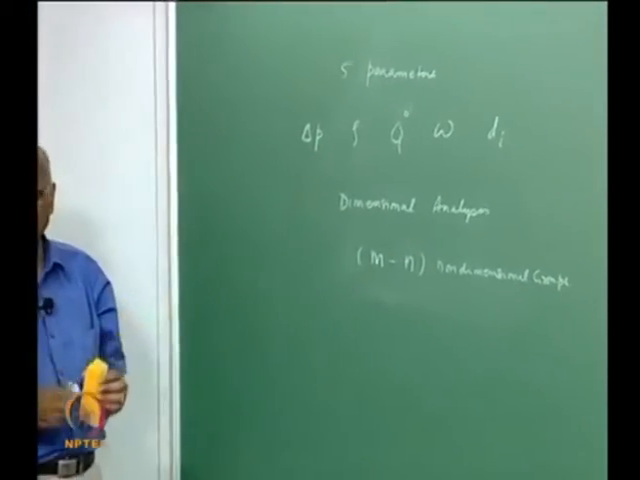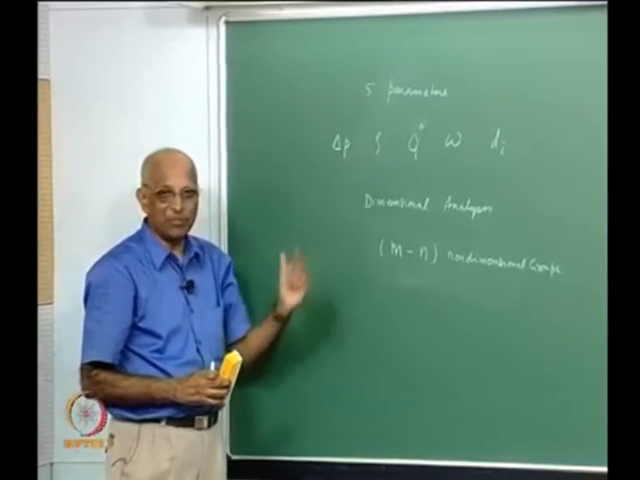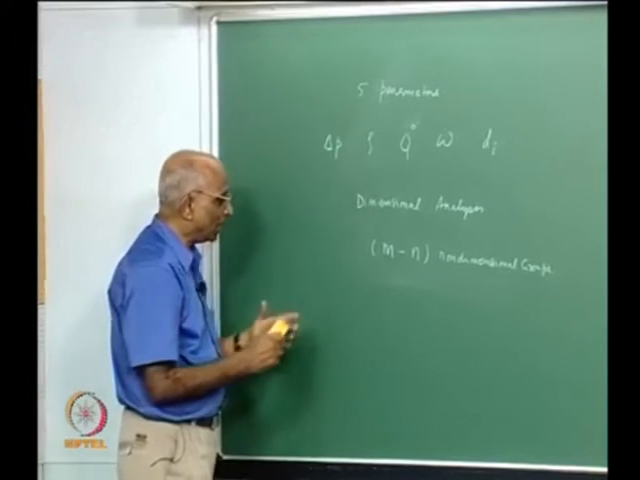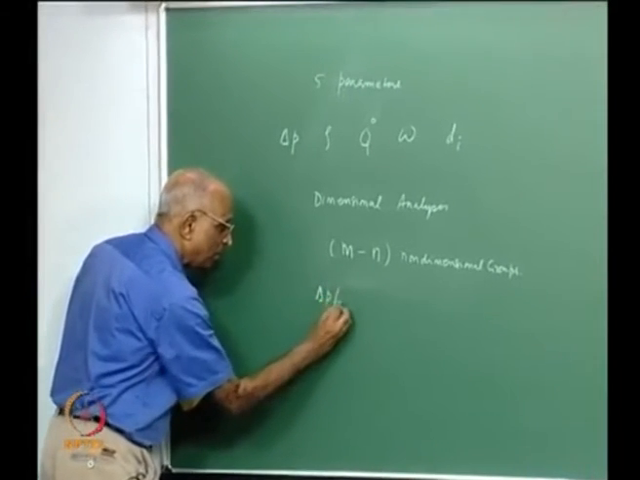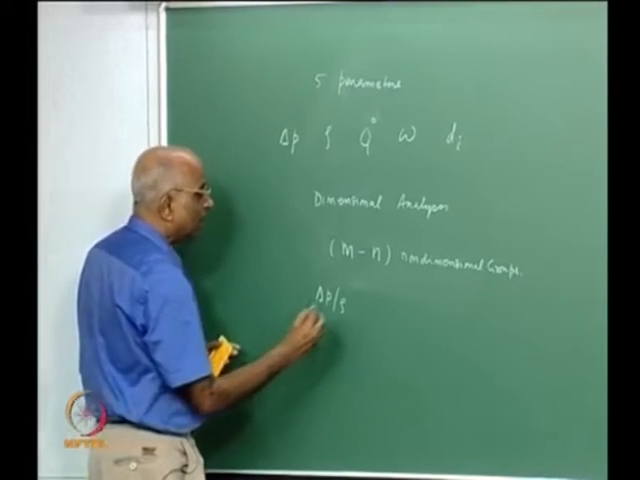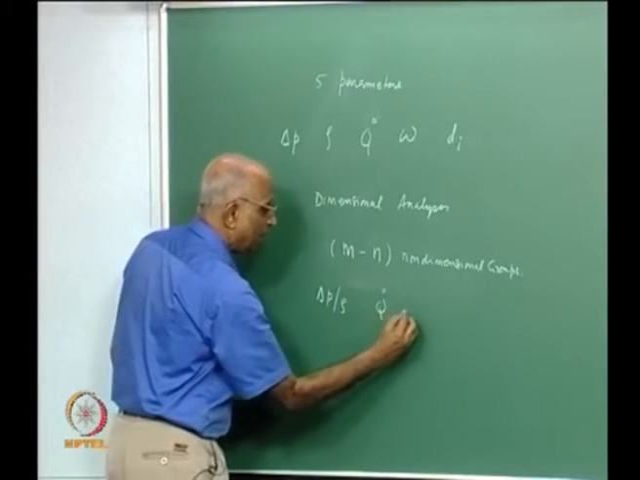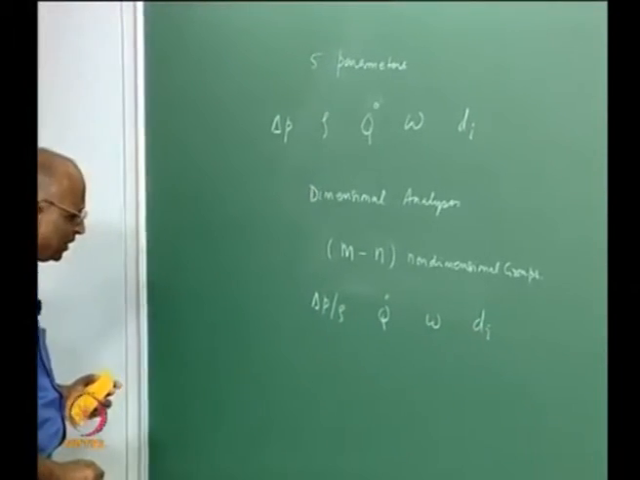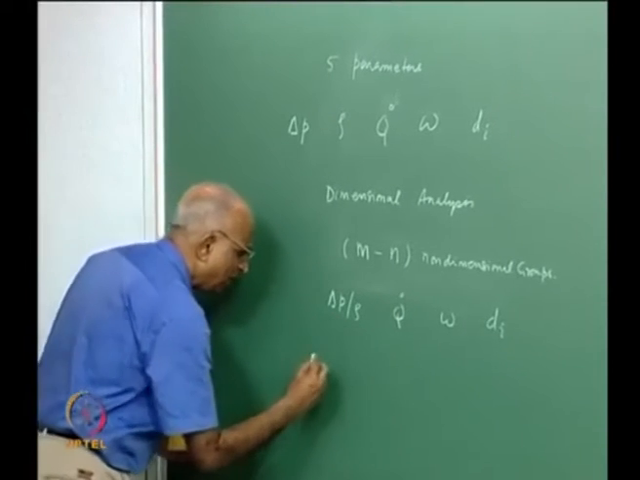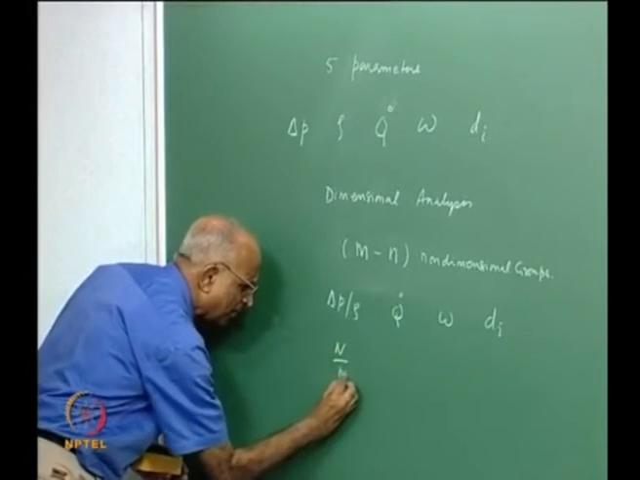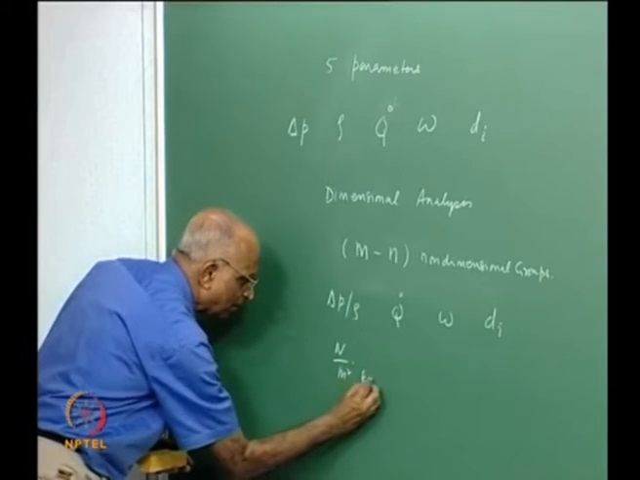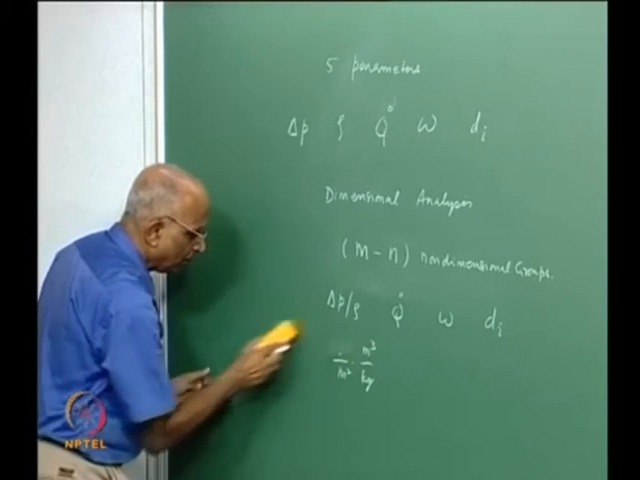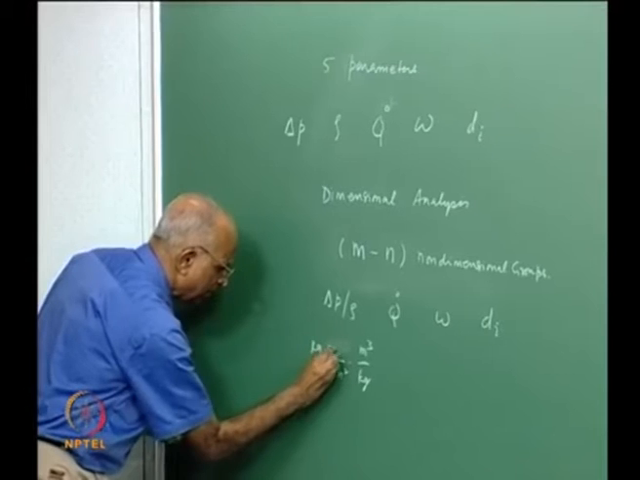Right? This is the Buckingham pi theorem. Therefore, what are the primary dimensions I am talking of? When I look at this problem, delta p and rho is a combination. Then I am looking at maybe q dot, maybe omega, and di. Let us put the quantities here, delta p by rho, and put the dimensions out: Newton per meter square into kilogram per meter cube, but Newton is equal to kilogram meter per second square.